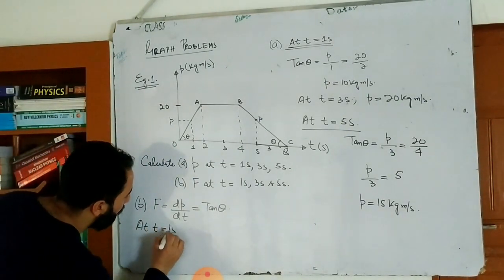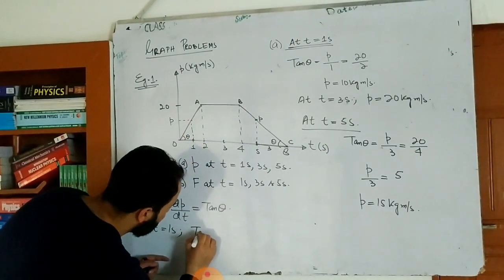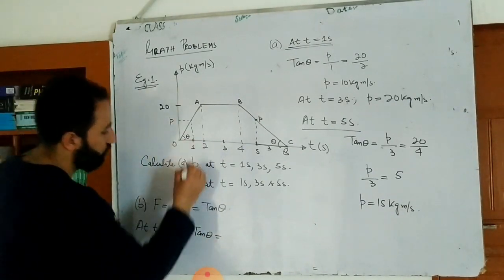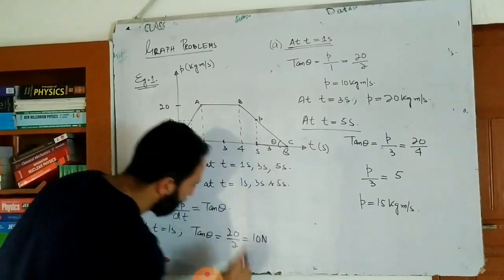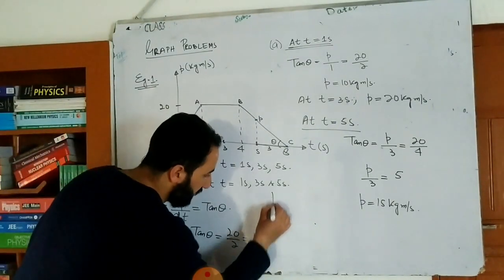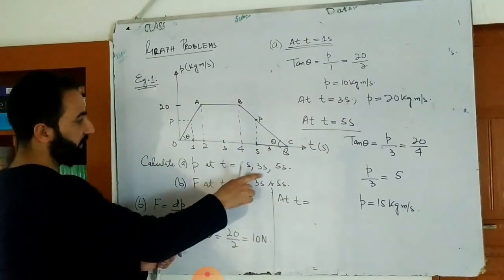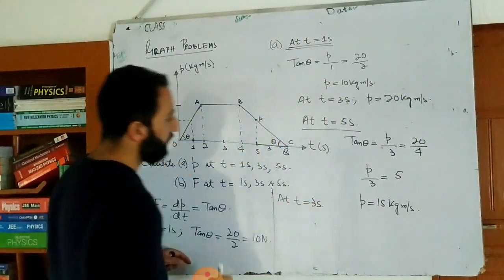First of all, at what time do we have to calculate? At t equal to 1 second. T equal to 1 second is here. We will calculate tan theta, which is equal to perpendicular divided by base. The perpendicular here is 20, base 2, so it will be 20 divided by 2, that is 10. So the answer will be 10 Newton, simple. Next, at t equal to 3 seconds, we have to calculate force.